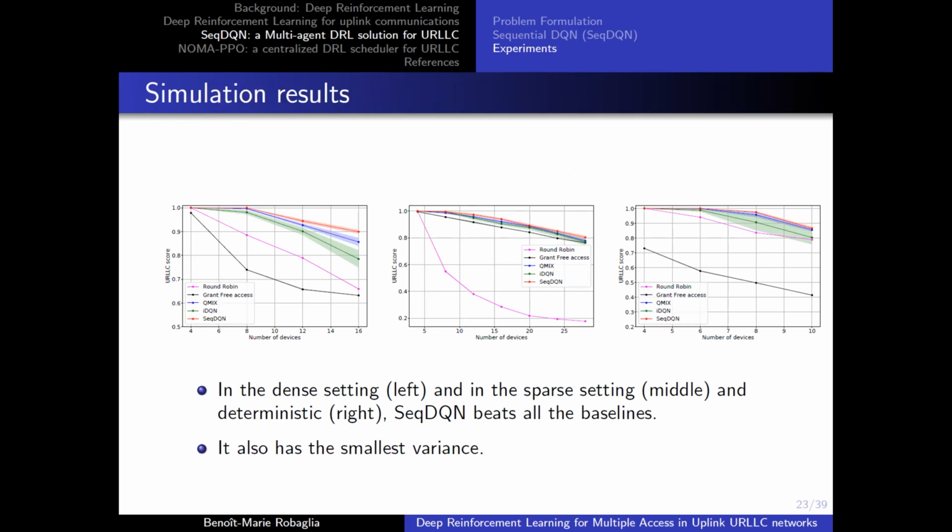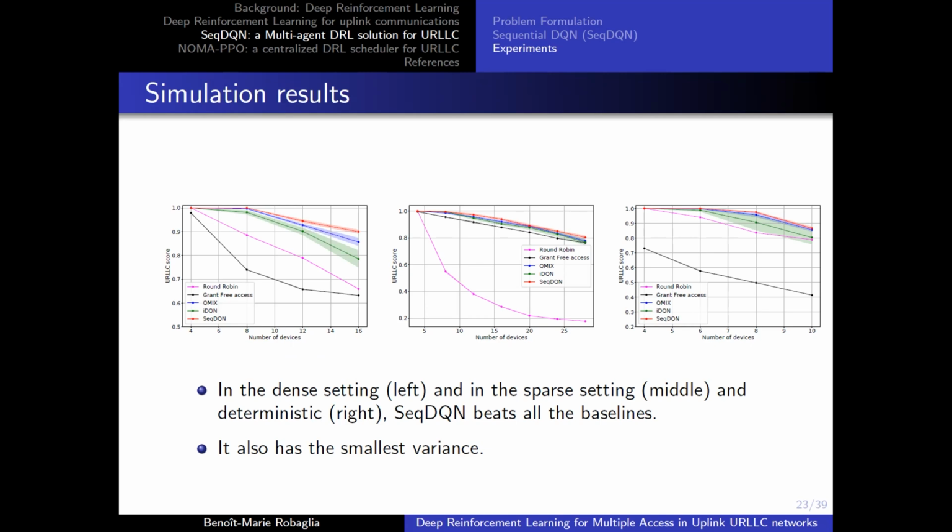And for the simulation results, I show on the three figures the evolution of the URLLC score as a function of the number of devices. We define the URLLC score as the number of packets that have been successfully transmitted, divided by the number of packets that have been received. We can see that our algorithm outperforms on the dense traffic, for example, but is very close to the others in the other two. It's because CTDE uses centralized training, so it's supposed to be optimal because it can see all the information during the training.